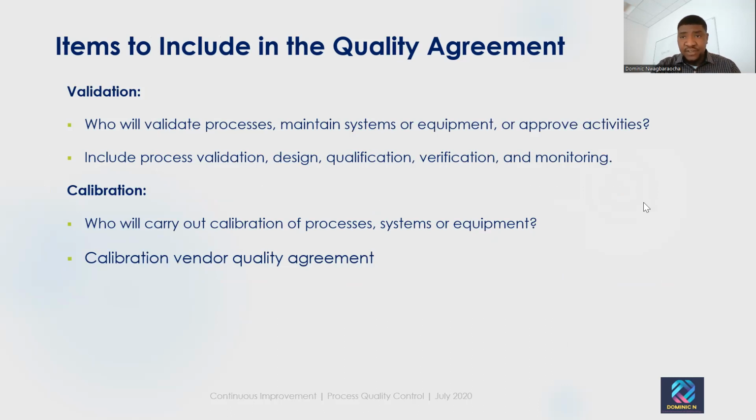What process are we using to validate? What standard are we following? So these things you also need to agree. Who will validate? Who will maintain the system? Who would approve validation activities? Who includes process validation, design, qualification, verification, CPVs? Who is handling this? Am I doing validation myself? Are you going to do it? I'm going to approve. Am I going to define the process that we're going to use for validation? All of these things we need to clearly state.